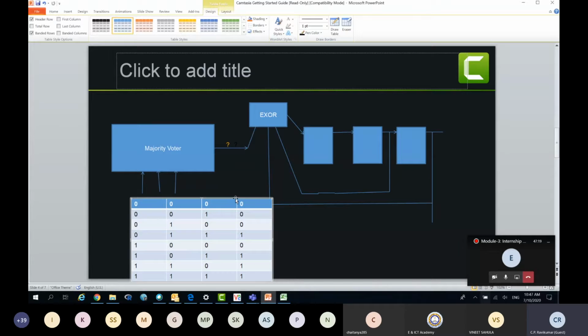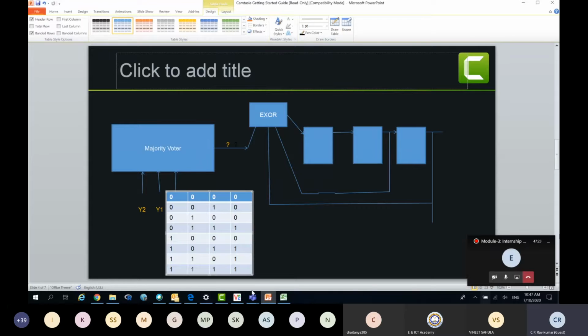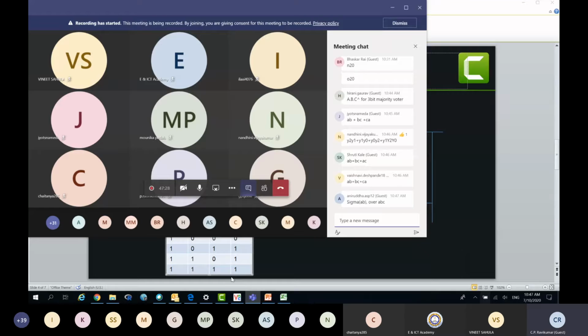So tell me what the output is. I think Vaishnavi has given the correct answer. Shruti also has given the correct answer. Jyotsna is also right. Nandini, you did not minimize, right? You did not do optimal design, right?